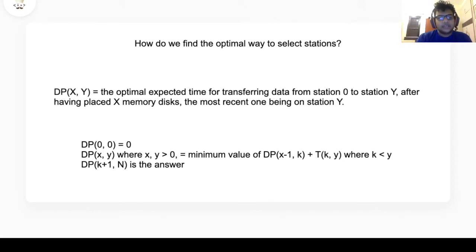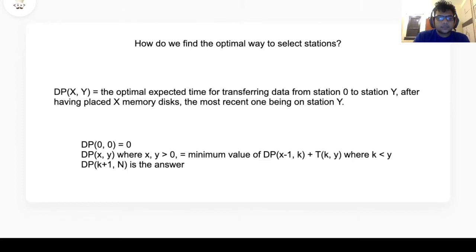I propose the following DP. We can say DP x and y is equal to the optimal expected time for transferring data from station 0 to station y after having placed x memory disks, and the most recent of these memory disks was at station y. So what it means is that we're basically considering the segment between station 0 and station y, and within this segment we've placed x memory disks, and one of these memory disks, the most recent one, was on station y. And what our DP stores is the minimum possible expected time if we do this.